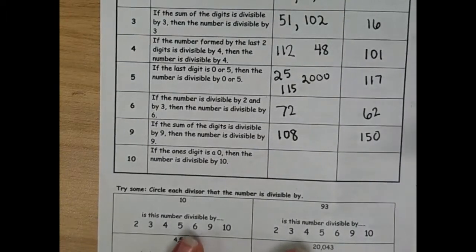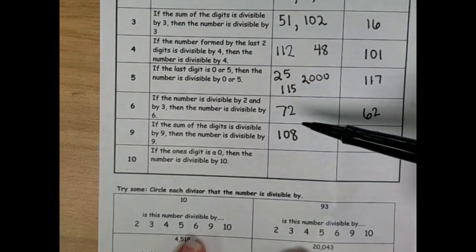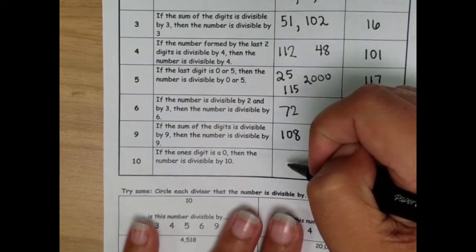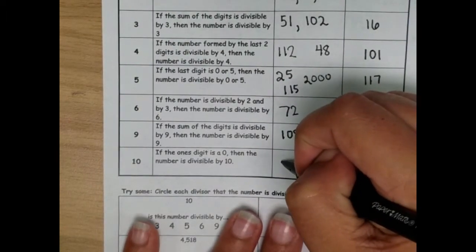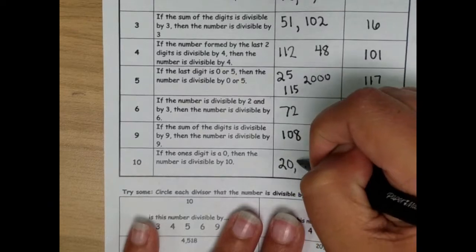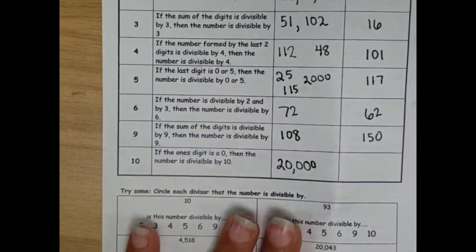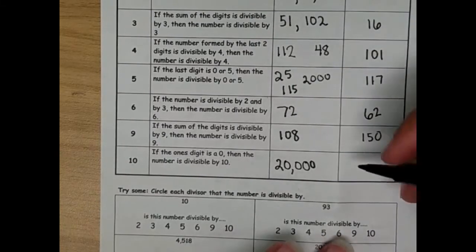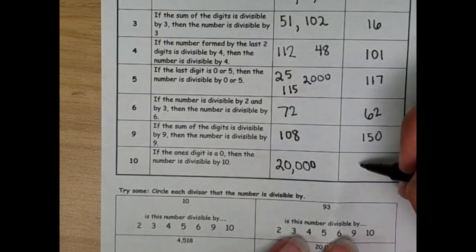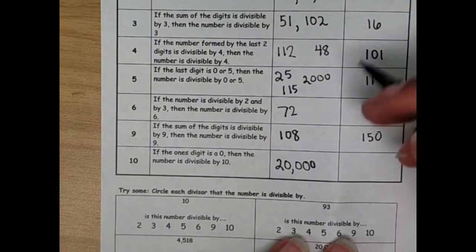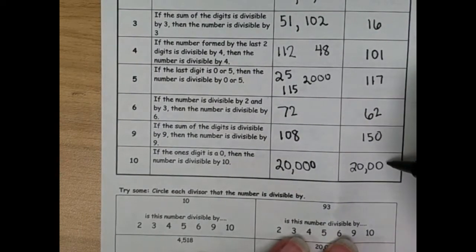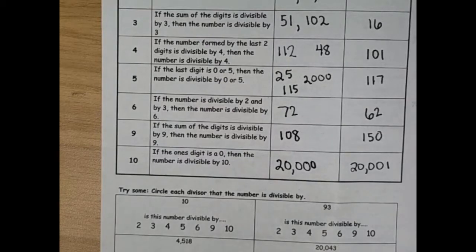All right, last one, very easy. If the digit ends in 0, then the number is divisible by 10. So any number, because we live in a world of powers of 10. So 20,000 ends in a 0, so it's divisible by 10. It's also divisible by 5. And a non-example would be 20,001 because it ends in a 1.